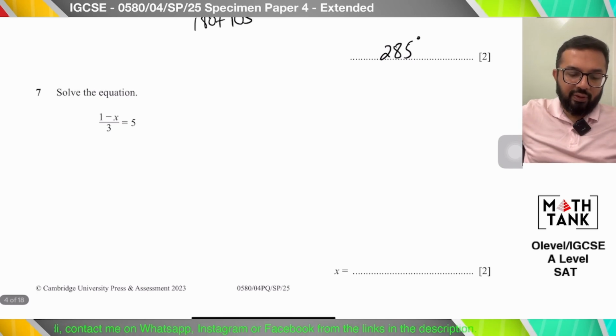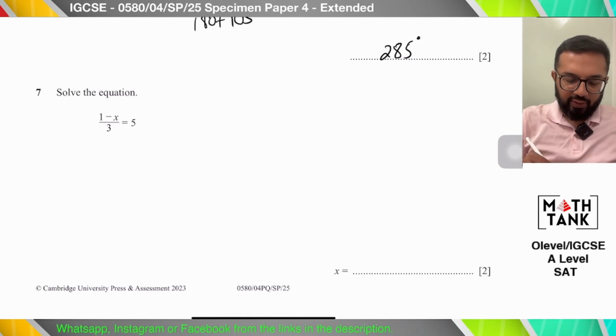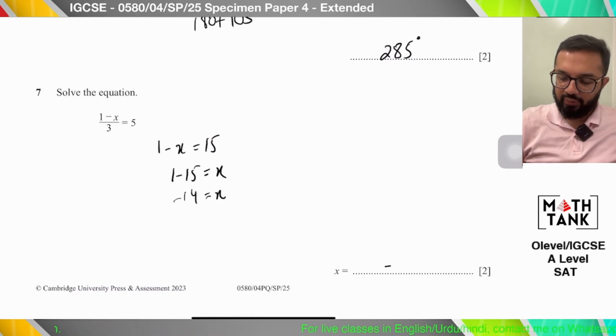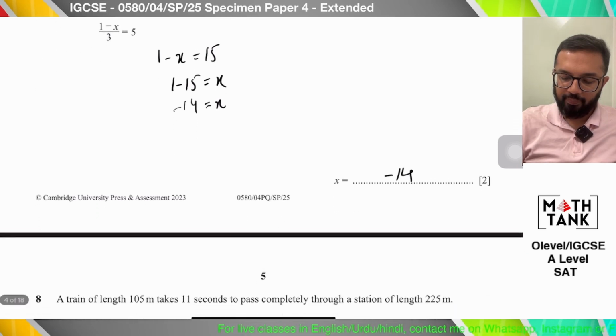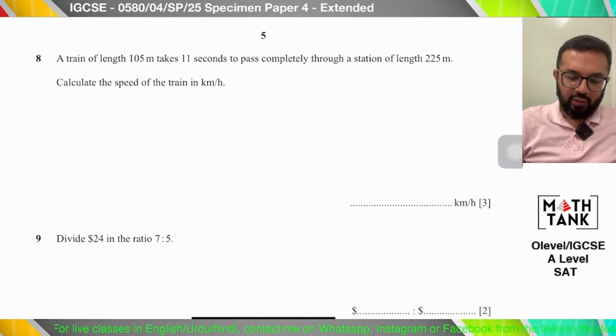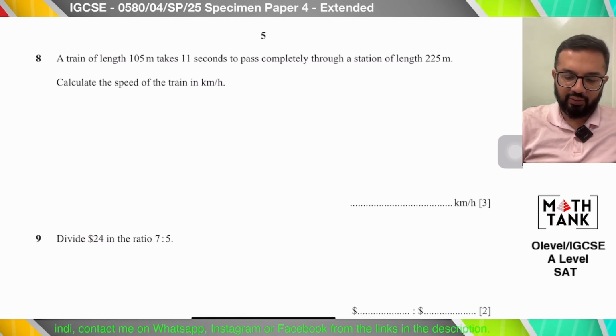Then question number 7 says solve the equation. I think that's also very simple. You cross multiply. Minus 14 would be the correct answer. Yes. A train of length 105 meters takes 11 seconds to pass completely through a station of length 225 meters.